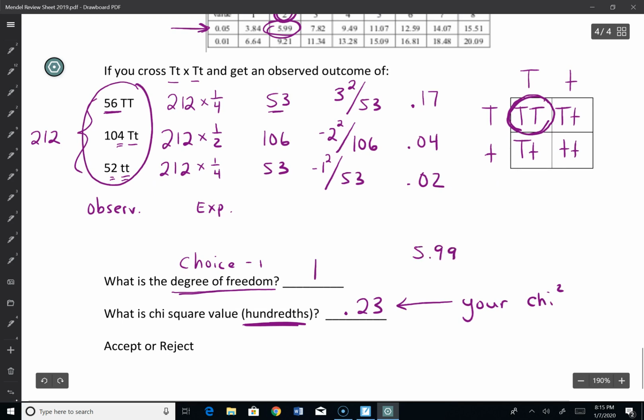My value is 0.23. If your value is less than the table, you accept what is known as the null hypothesis. In this case, the null hypothesis is 25% should have been capital T capital T, 50% capital T lowercase t, 25% lowercase t lowercase t. Your numbers were really close. You almost got that exactly. So therefore, you accept the null. If your chi-square was like 12.44, that means you're way off, and then you would reject the null. So hopefully all of that helps, and good luck tomorrow.